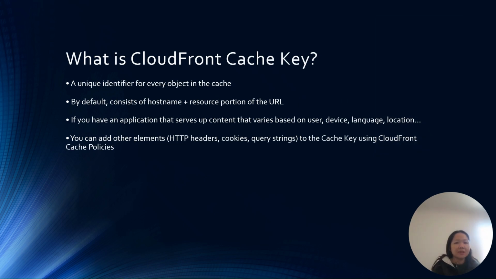What is the CloudFront cache key? A unique identifier for every object in the cache. By default, it consists of the hostname plus the resource portion of the URL. If you have an application that serves up content that varies based on user, device, language, and location, you can add other elements, such as HTTP headers, cookies, and query strings, to the cache key using a CloudFront cache policy.